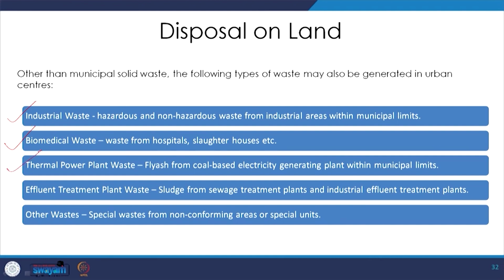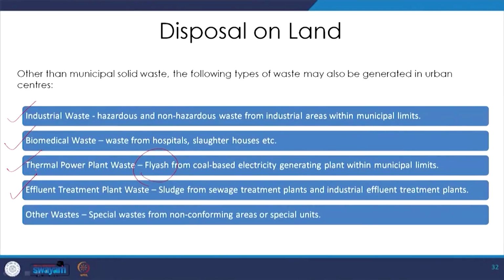We have thermal power plant waste, which is largely the fly ash from coal based power plants. Now, we have identified different ways of reusing this waste product, the fly ash, because it is an inert material and it can be used in multiple ways. For example, making fly ash based cement, mixing it with cement, making fly ash bricks and several other materials.